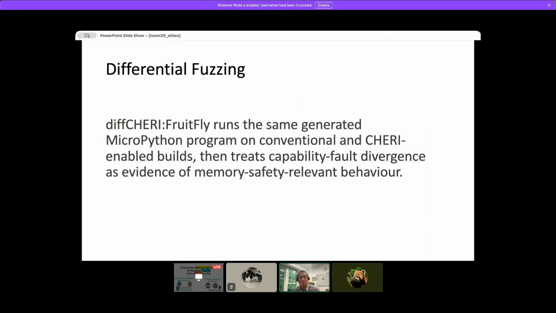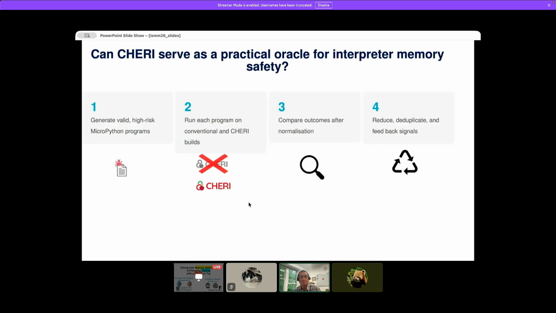A big idea then is differential fuzzing. So we're using a MicroPython runtime that's compiled for CHERI and running on a CHERI processor, and an equivalent MicroPython runtime on a non-CHERI system, and we run potentially problematic Python programs on both of them, see whether there's any difference in their runtime behavior, which might indicate memory safety problems. So a key research question is this: can CHERI serve as a practical oracle for interpreter memory safety?